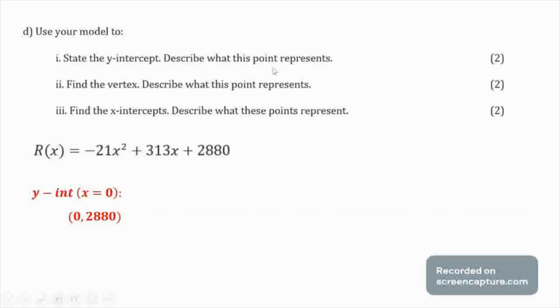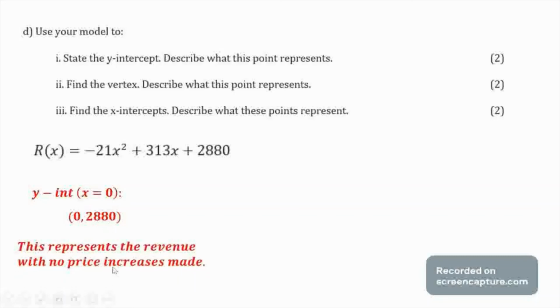What does that mean? Well, look at your model, right? X represents the number of price increases, R represents the revenue. So this means when there are 0 price increases, the revenue is this, right? So this represents the revenue with no price increases. This is how much money this person's making per day if no price increases are applied. Okay, next, find the vertex.